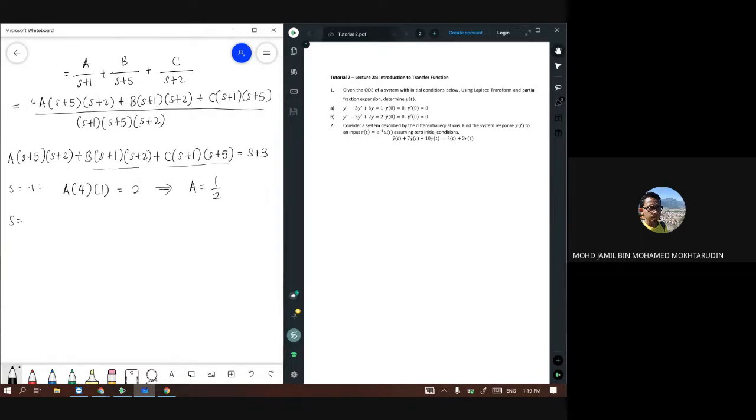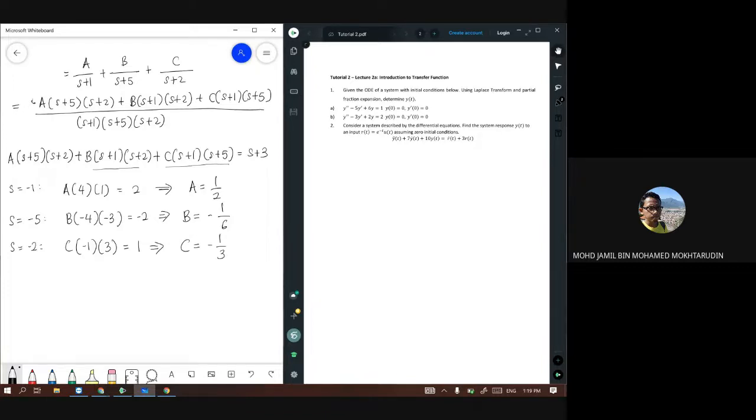Next, to find B, you substitute S equals minus 5. B times minus 4 times minus 3 equals minus 2, so B equals minus 1 over 6. Lastly, S equals minus 2. You get C times minus 1 times 3 equals 1, so C equals minus 1 over 3.